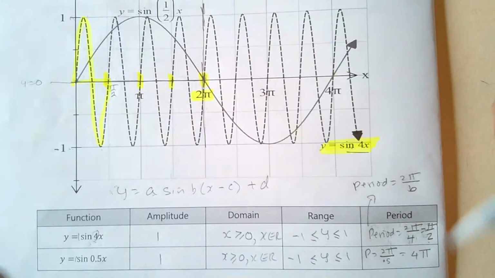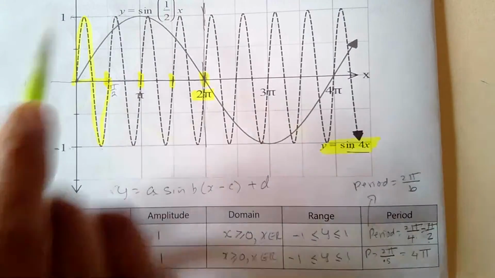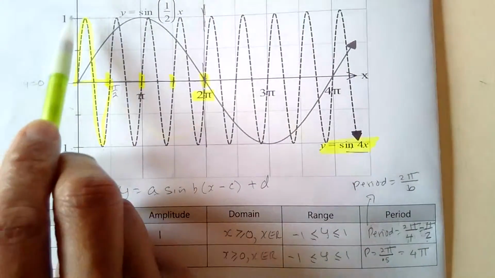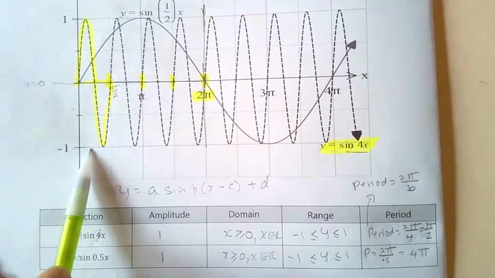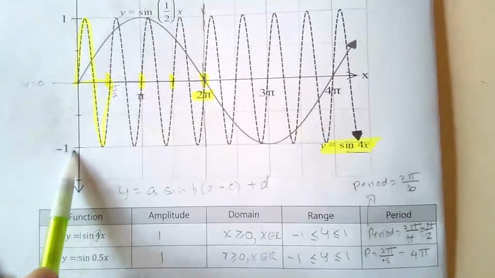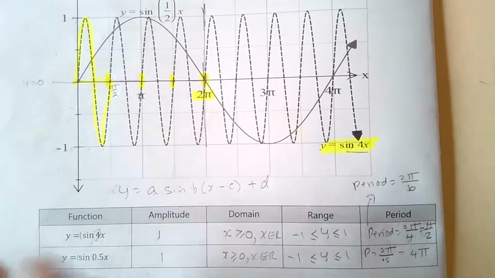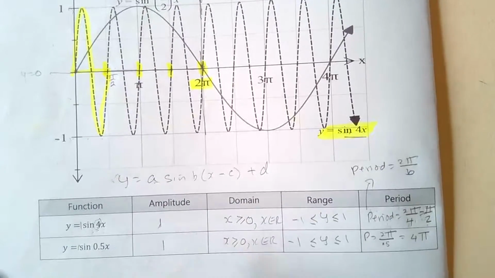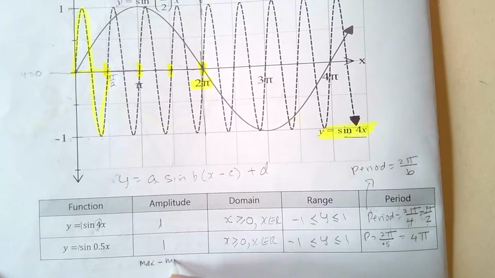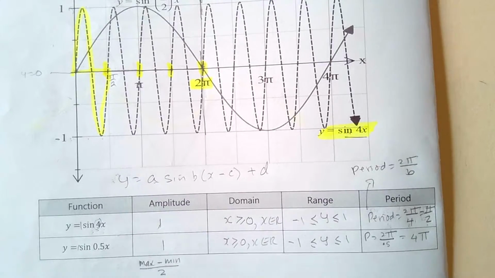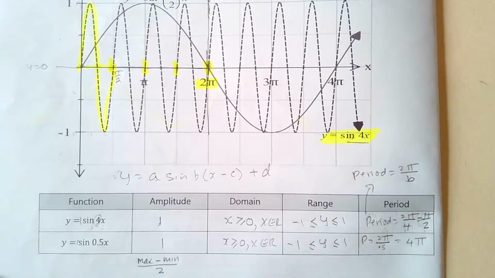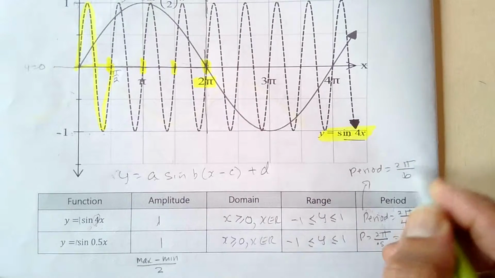By definition, your amplitude is your maximum value minus your minimum value, divided by 2. So here, our maximum is 1, minimum is -1. So 1 minus -1 is 2, 2 over 2 is 1. So we get an amplitude of 1. So amplitude is your maximum minus your minimum, divided by 2. The period, as mentioned, is 2 pi over b.